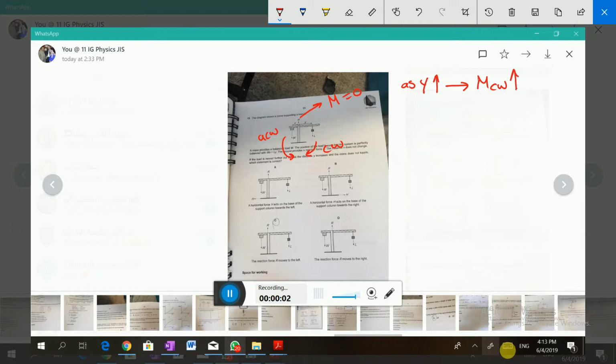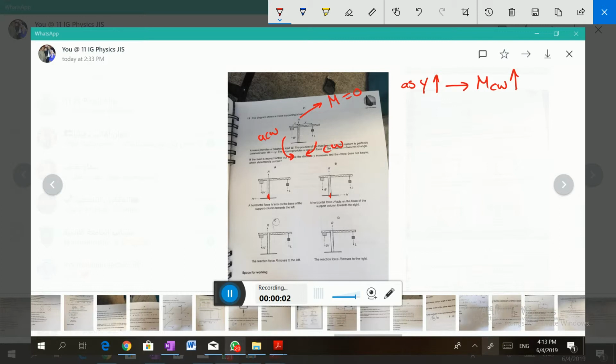So to balance this, there should be an additional anti-clockwise moment to balance the clockwise moment. Now if we take A and B, H acts as the pivot here. In both cases H does not have any moment, as it acts on the pivot, or its line of action passes through the pivot.